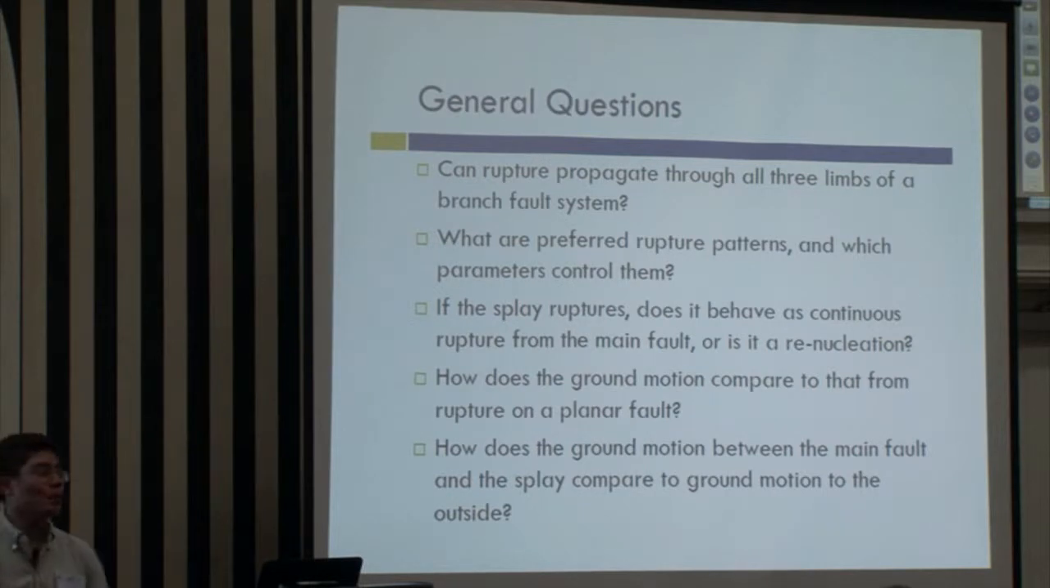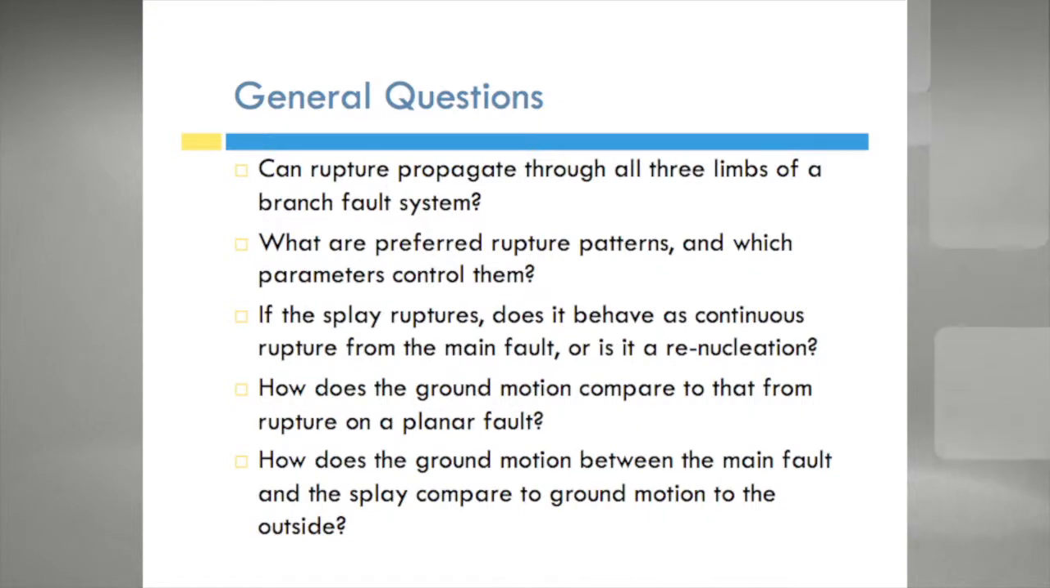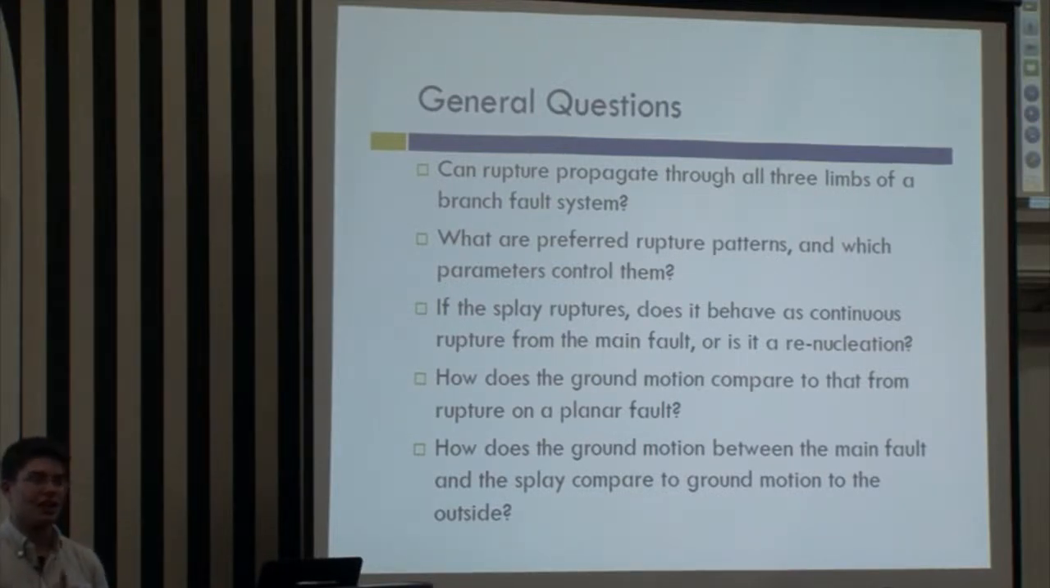So, some of the general questions that come up with modeling rupture on a branch or a splay, and this is again all strike slip. I'm going to try to avoid the phrase complex because this is not that. But if someone please catch me if I do say that by mistake. So the questions with this splay are, can rupture propagate through all three limbs of such a system, that is the branch itself and the primary fault on either side of the branch point? Whether or not that is possible, what are preferred rupture patterns and which parameters control them?